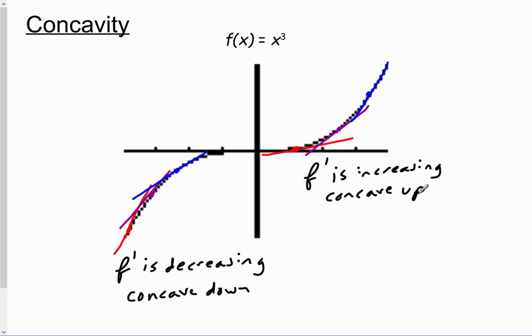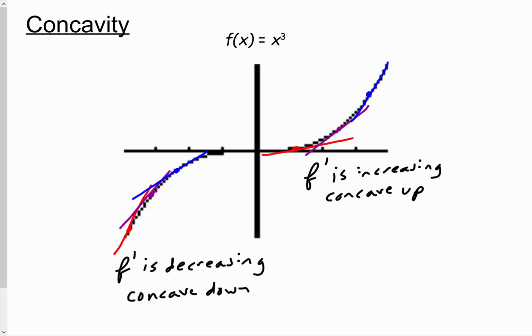Now note that my function x cubed is increasing the entire time. We were not talking about the function increasing. We were looking at the slope of the function, in other words, the derivative. So over here on the left side, our slope was decreasing, so it's concave down. Over to the right, slope is increasing, and that is concave up.